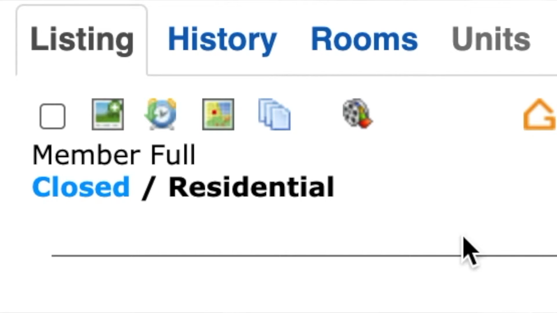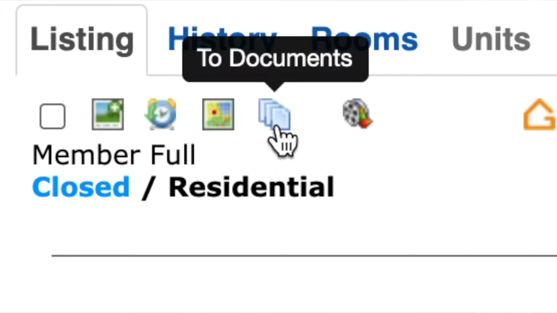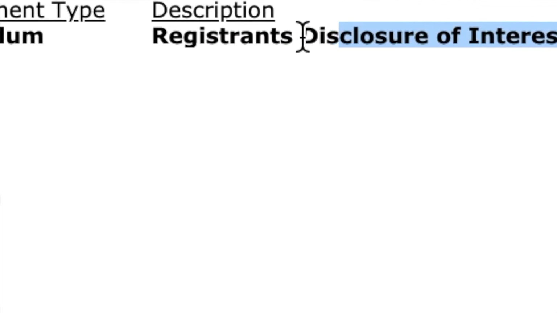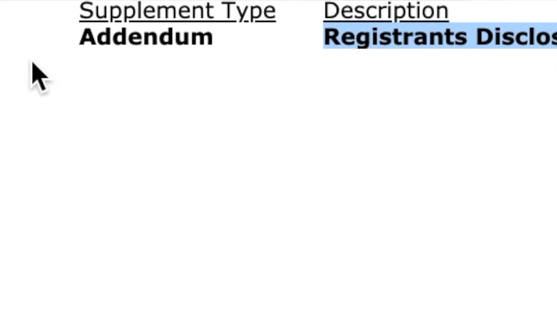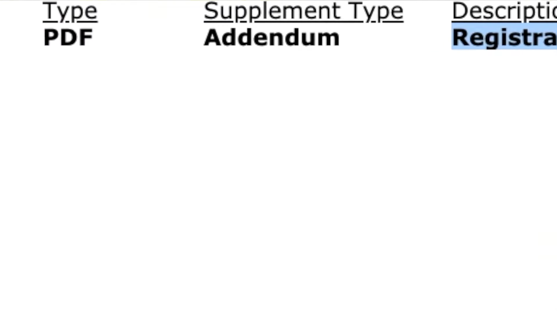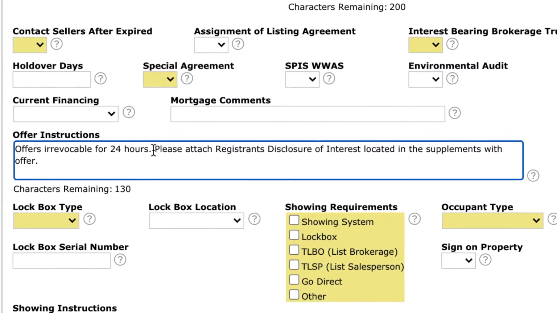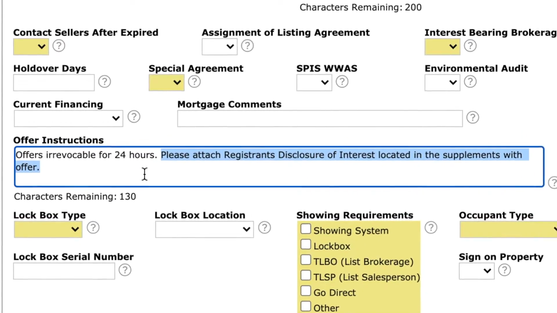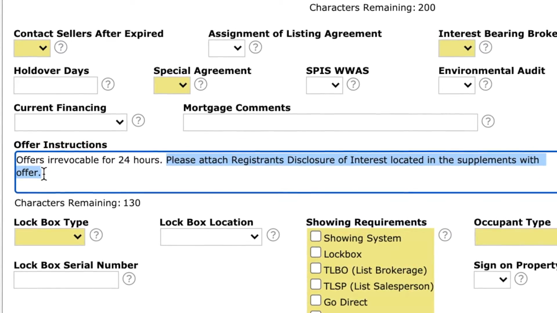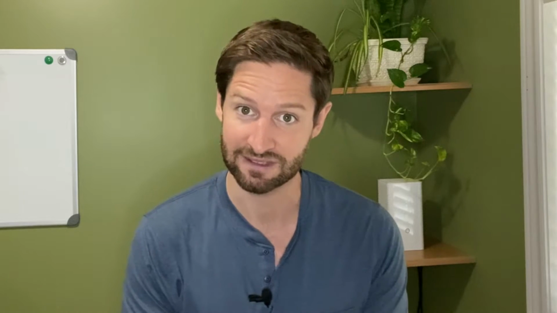On the sell side, you'll actually put the signed Form 161 into the supplements of your listing for the cooperating agent to retrieve and have their client sign before presenting an offer. You will also indicate these helpful instructions to the cooperating agents in the offer instructions of the listing. Everyone involved must understand this interest: the buyers, the sellers, the cooperating agent, and the listing agent. Okay, so let's fill these forms out. Both short forms and both very similar.